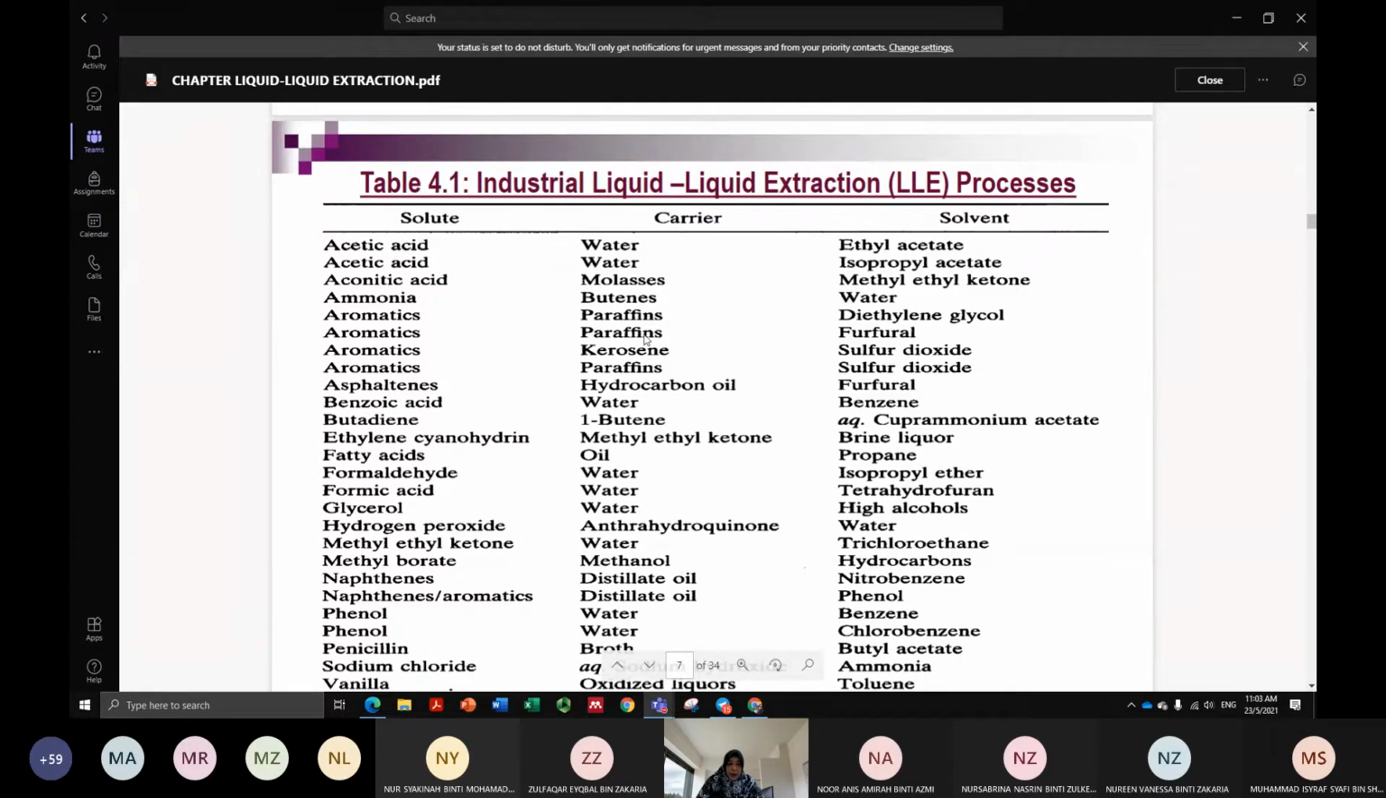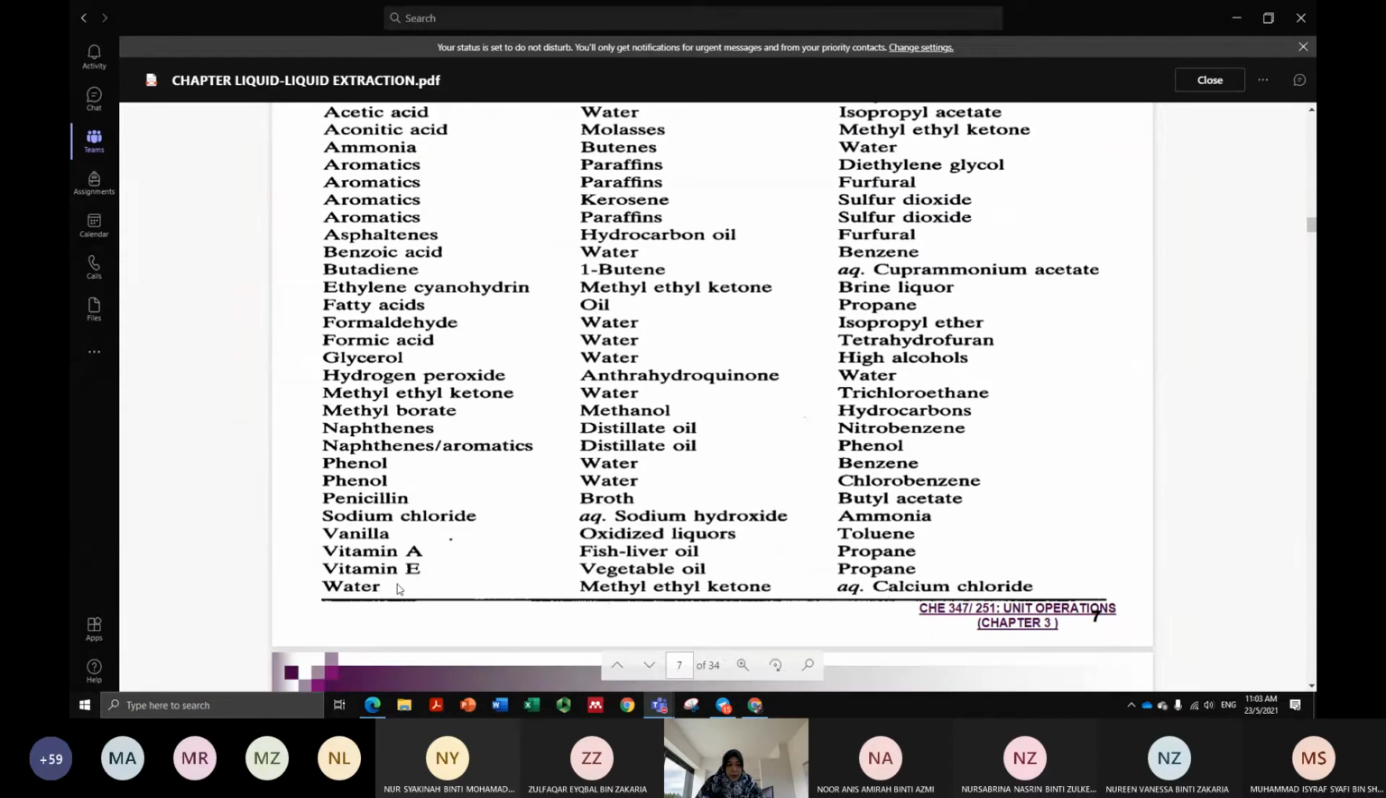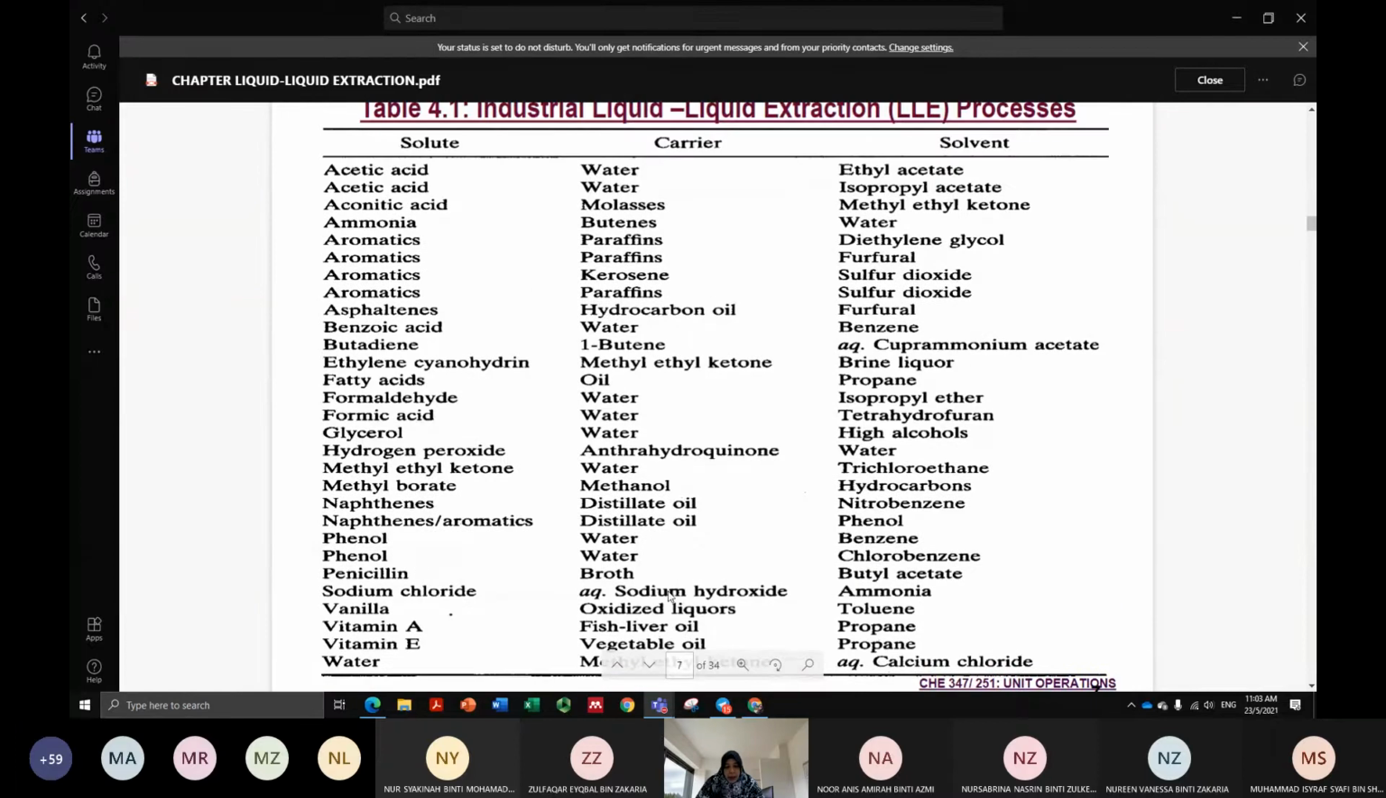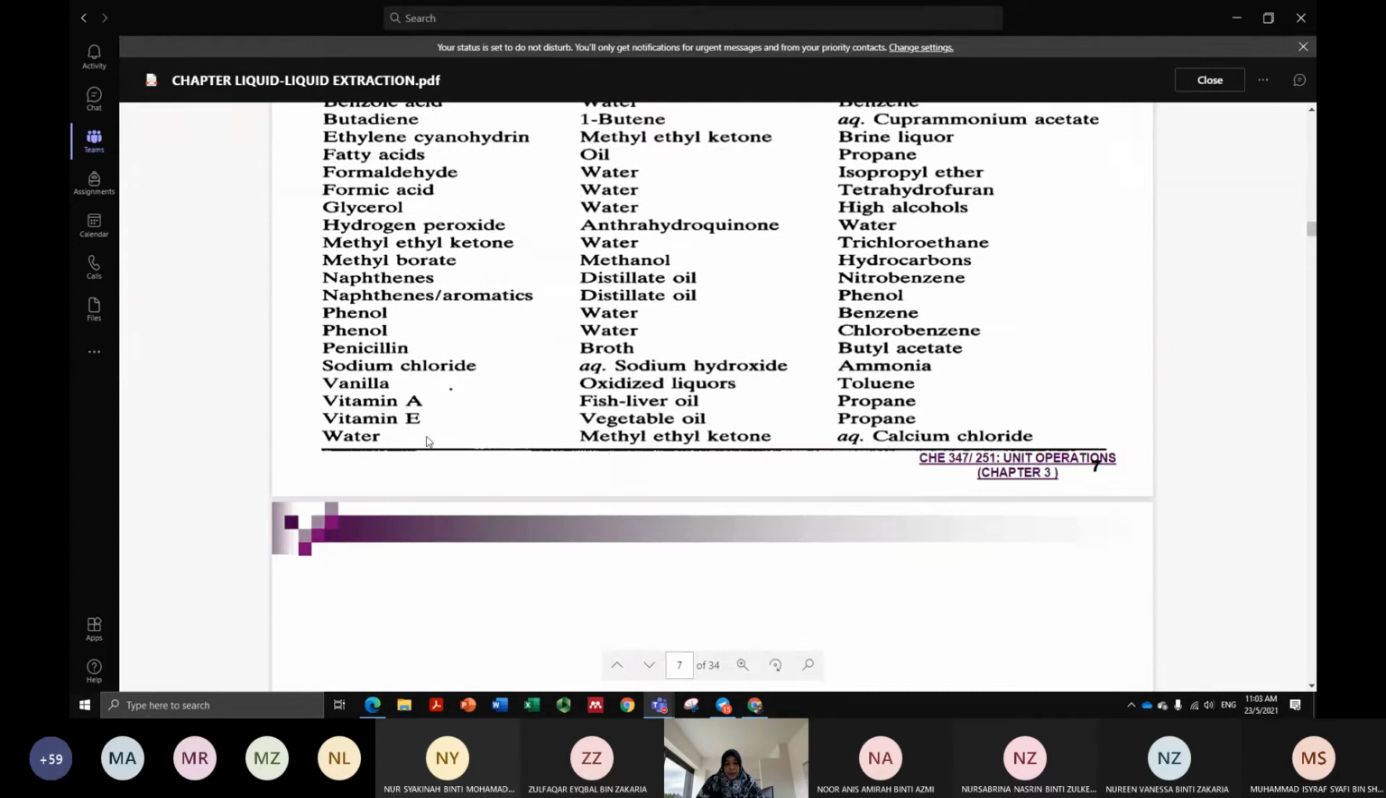So you need to separate one of these based on the solvent that you select, and then you determine which one is your solute. Like this one, vitamin E. If you want to separate vitamin E from the vegetable oil, so you have vitamin E in vegetable oil. This is one of the examples.